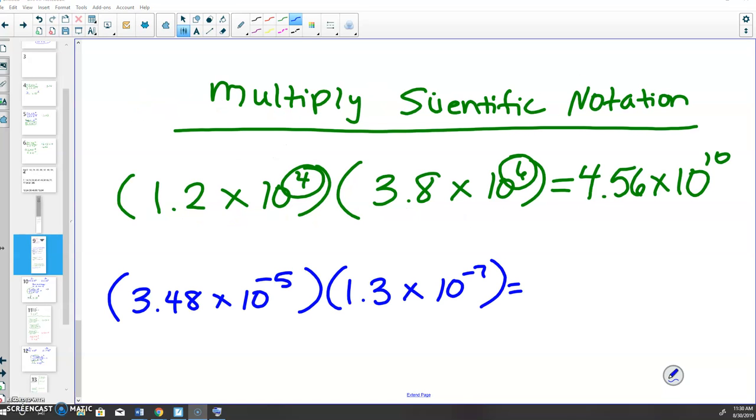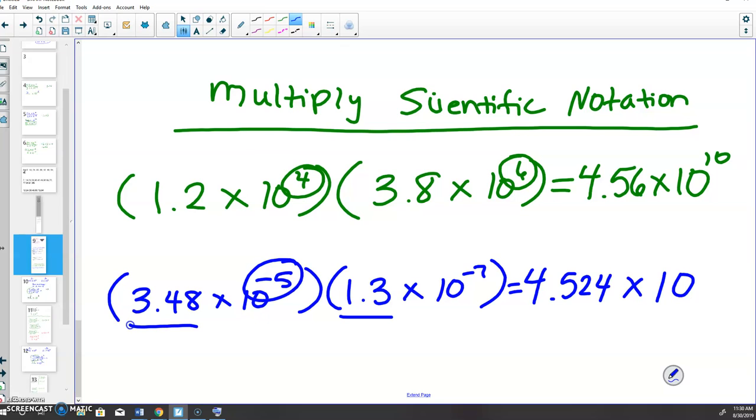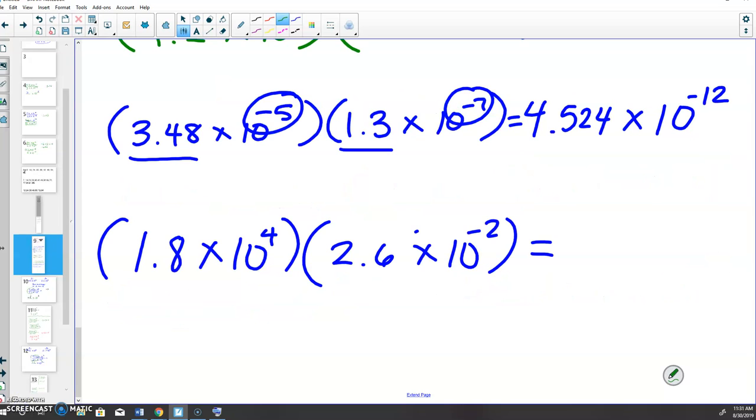Okay, so when you multiply scientific notation, you just multiply the numbers. So what did you get when you did 3.48 times 4.524? 4.524 times 10 to the... and when you multiply scientific notation, what do you do with the exponent? Add. -5 plus -7. -12. Easy?